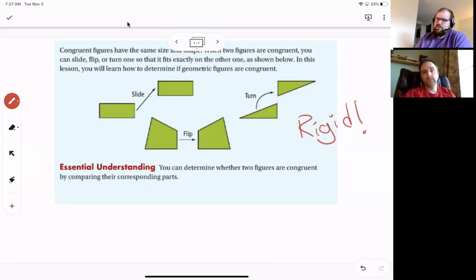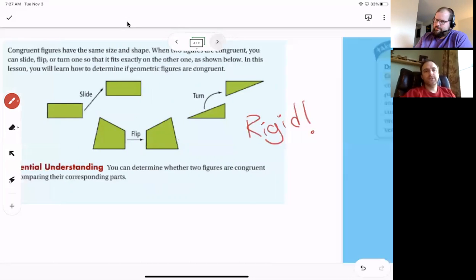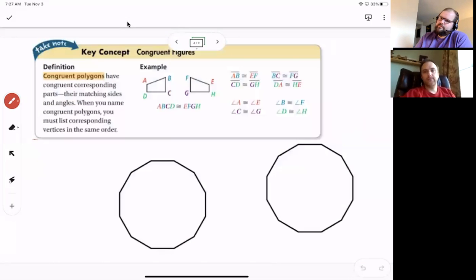They're rigid transformations. We've talked about non-rigid transformations, which are things that do not preserve congruence. We're only going to look at one of those this year, later in the year. And it's interesting they picked slide, flip, turn instead of translate, reflect, and rotate, which are things we've already talked about. This is just defining what congruent figures are. We've already talked about this somewhat.